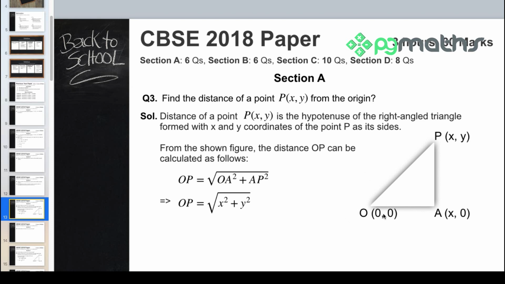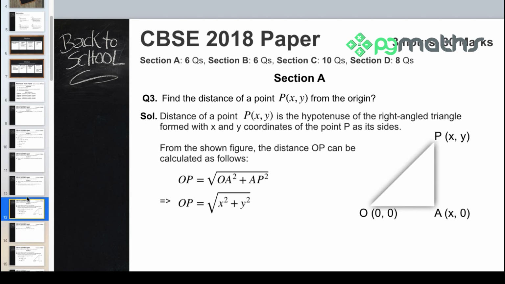If this is my origin O, this is the point (x, y), and this is the point A. What is this distance OA? Since this is a right triangle, this simply equals x, and AP equals the height, or the y coordinate of point P, which is y. So OP equals under root OA square plus AP square, where OA is x and AP is y. So OP is under root x square plus y square.